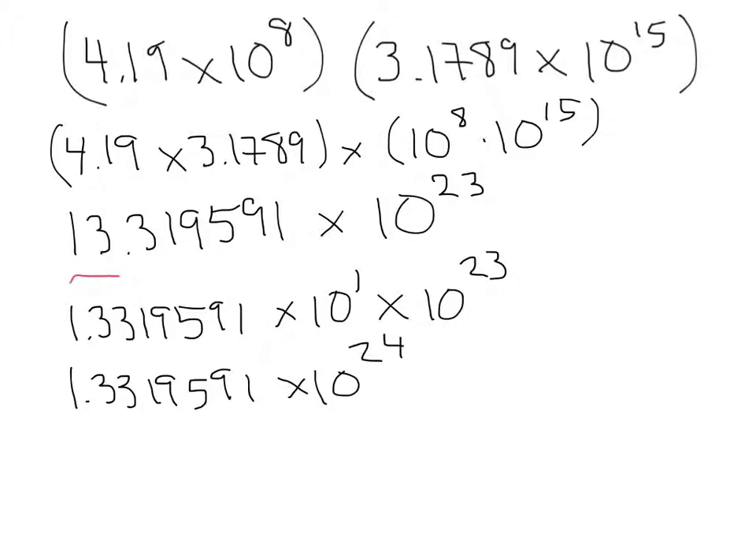And of course, I've kept too many significant digits because our first number has 3 significant digits and our second number has 5 significant digits. So we get to keep 3 significant digits. So we're going to round this number to 3 digits. That's going to give us 1.33, and it stays there because the next digit is a 1, so we round down. So the answer is approximately 1.33 times 10 to the 24th.